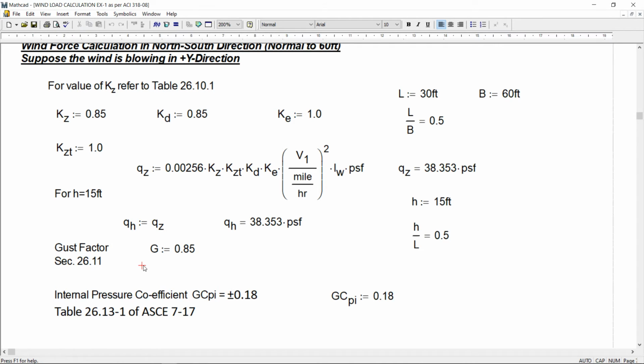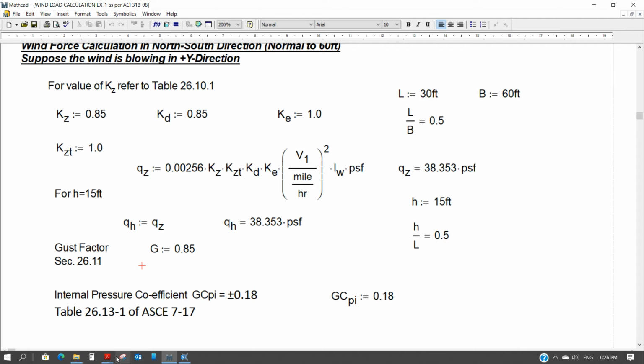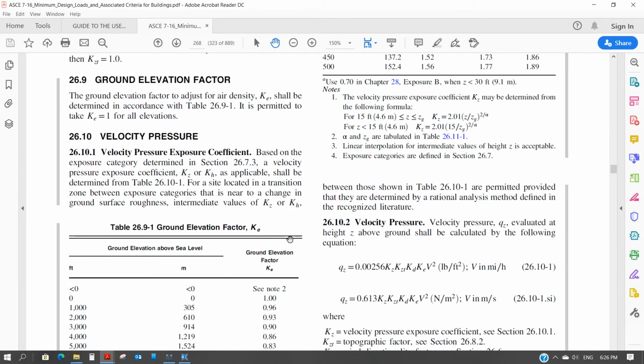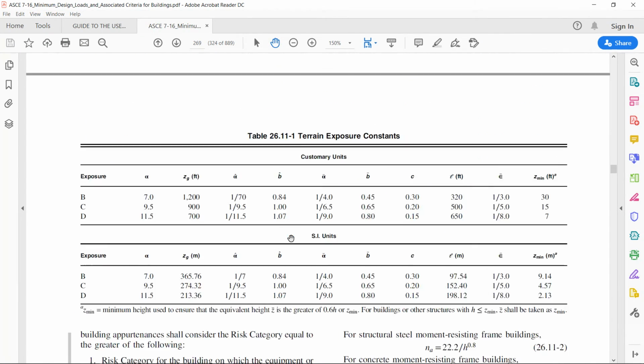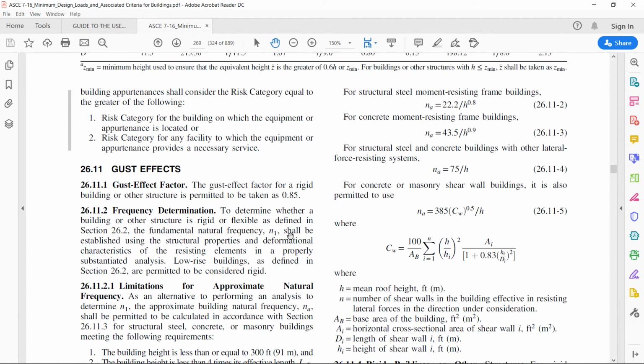If we go to section 26.11, we will see the gust factor is there. The gust factor can be taken as 0.85. So we are not doing any analytical procedure. We are just taking the value of gust factor as 0.85.